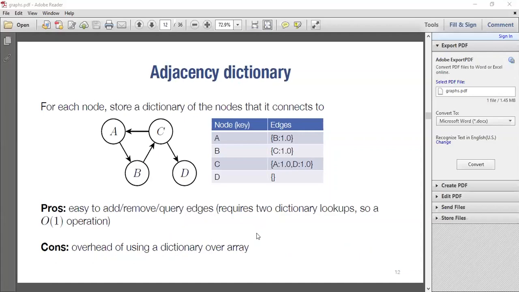Now, when we're dealing with adjacency dictionaries, in this case, this particular graph we're looking at here has equal weights, in that we are saying that the edge between A and B is 1, between B and C is 1, between C and A is 1, and between C and D is 1. So what we basically have is a situation whereby we represent what the edge is and also the weight.